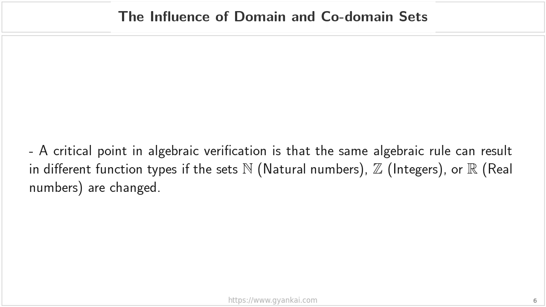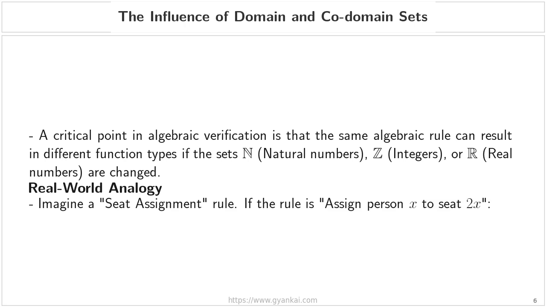The influence of domain and codomain sets. Now that we have covered the step-by-step algebraic methods for verifying 1-1 and onto functions, we must address a critical point that often trips up students. It is important to realize that the algebraic rule, the formula itself, is not the only factor that determines the type of function. The same rule can result in entirely different function classifications depending on the sets we define as the domain and the codomain, such as the set of natural numbers, the set of integers, or the set of real numbers. To help you visualize this, let's look at a real-world analogy involving a seat assignment rule.